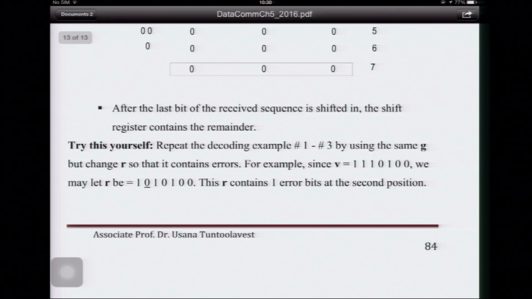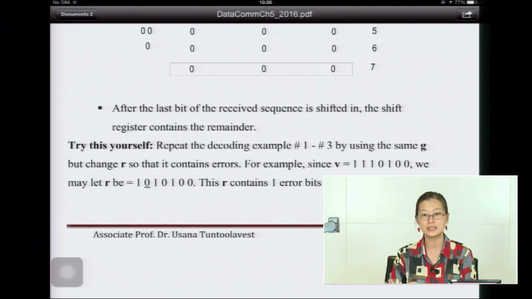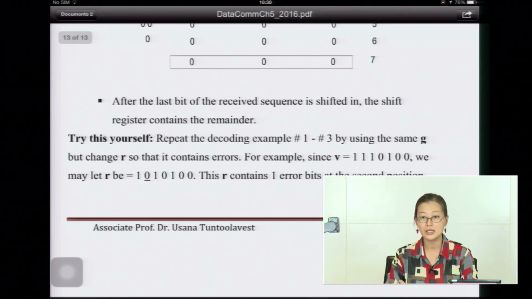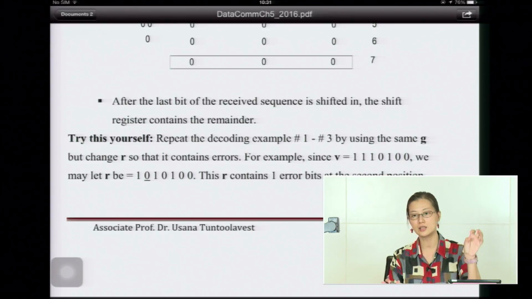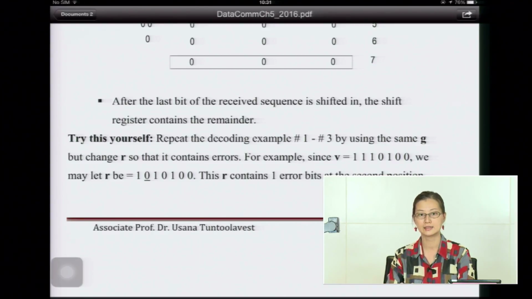You may want to try examples 1 to 3 by using the same generator sequence, but change the received sequence so that it contains some error. For example, since the code word is 1110100, you can change one bit, maybe the second bit. If you change the second bit, the received sequence will be 1010100. Then you input this into the circuit again to see that the remainder is not 0. So this means that you detect the error.